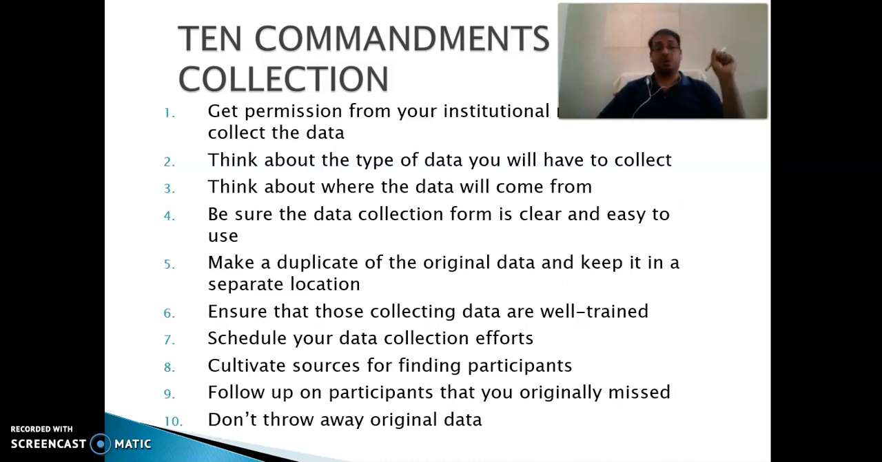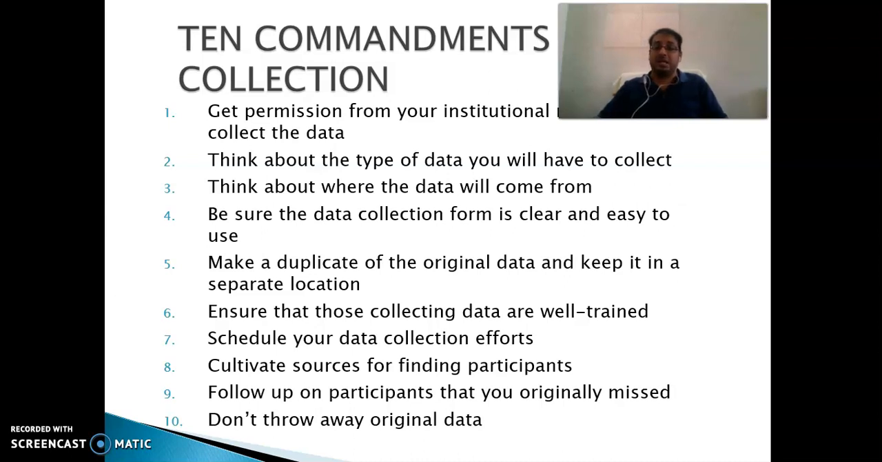Easy to use. Then the fifth commandment, make a duplicate of the original data and keep it in a separate location, in order to be on the safe side. You can keep your data in different places, because there are a lot of disadvantages of using this technology. Your computer might crash, your pen drive might be lost, so you have to keep in mind. Keep your data in different places.